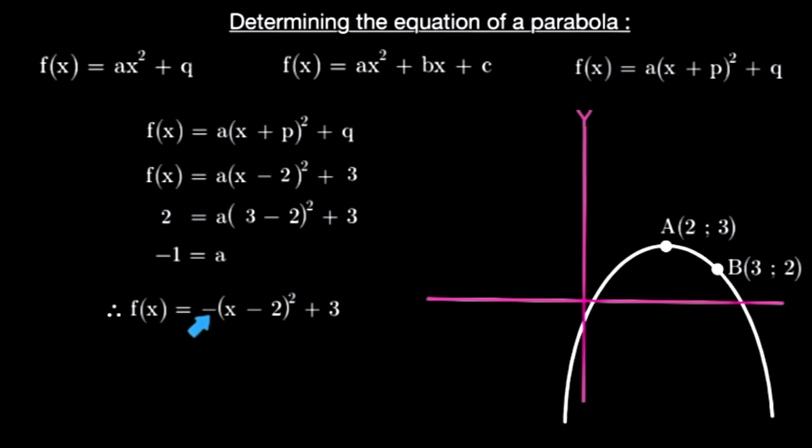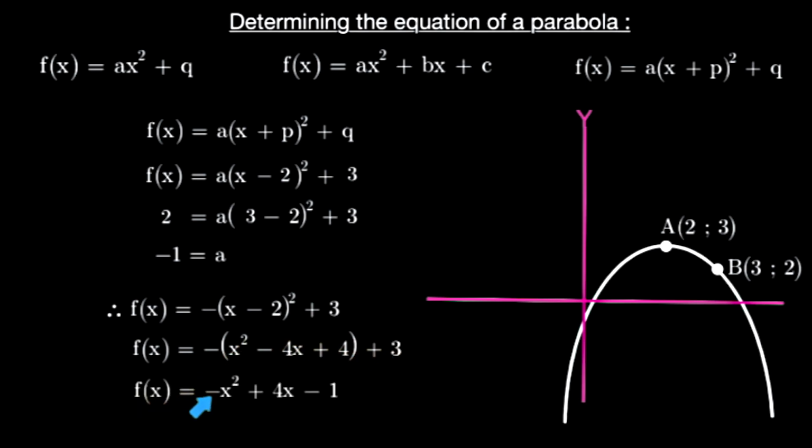So again, when we have a minus at the front, we're just going to leave it there, and then we're going to do the product of two binomials first. So first times first is x squared. x times −2 is −2x, times a 2 gives us −4x, and −2 times −2 is a plus 4, and we close the bracket and we write the plus 3. Then we do the distributive law, and we're going to have a −x², a +4x, a −4, and a −4 and a +3 will give us a −1. So f(x) = −x² + 4x − 1. And there is our equation done.